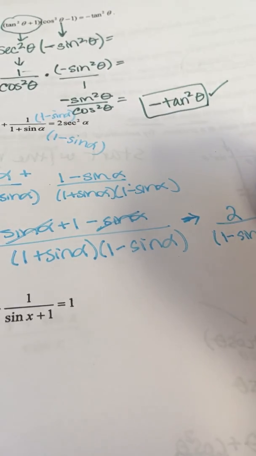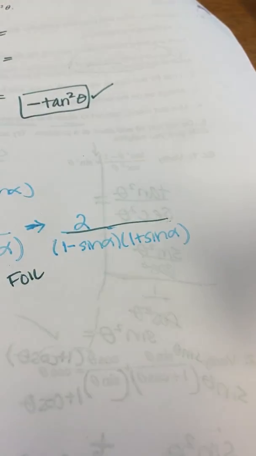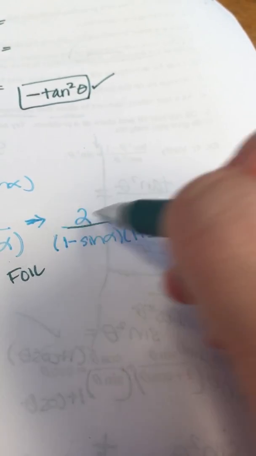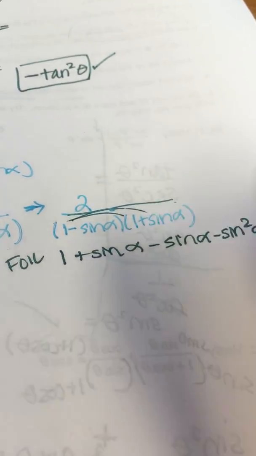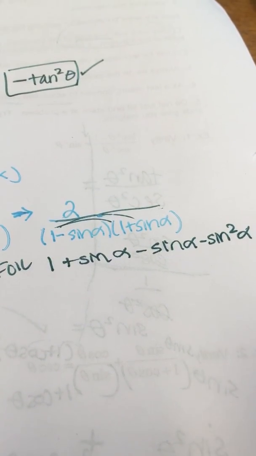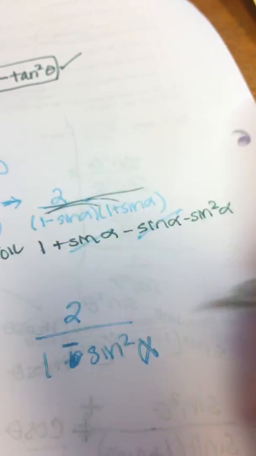1 minus sine theta and 1 plus sine theta. Doesn't matter the order. Alright, now there's nothing more I can do at the top, so what I want to do is FOIL this. I initially didn't want to because I didn't want to change it, but because I can't get anywhere else without it, I need to FOIL the bottom. So 1 plus sine alpha minus sine alpha minus sine squared alpha. So top is still 2. The bottom, I just have 1 minus sine squared alpha.